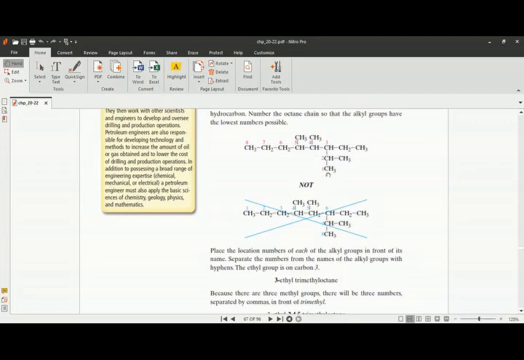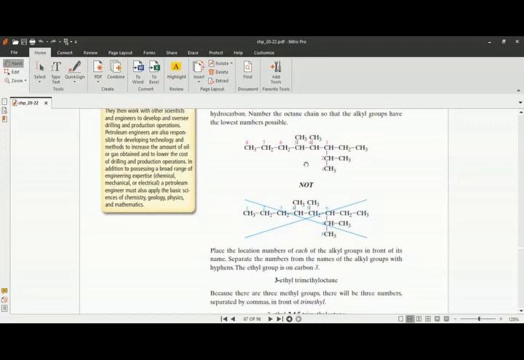Regarding the name, we said that you are going to count the number of carbon atoms. Here we have 8 carbon atoms. Why did we start from this carbon atom as the first one? Because we are going to choose the closest carbon atom to the branch, not away from it.